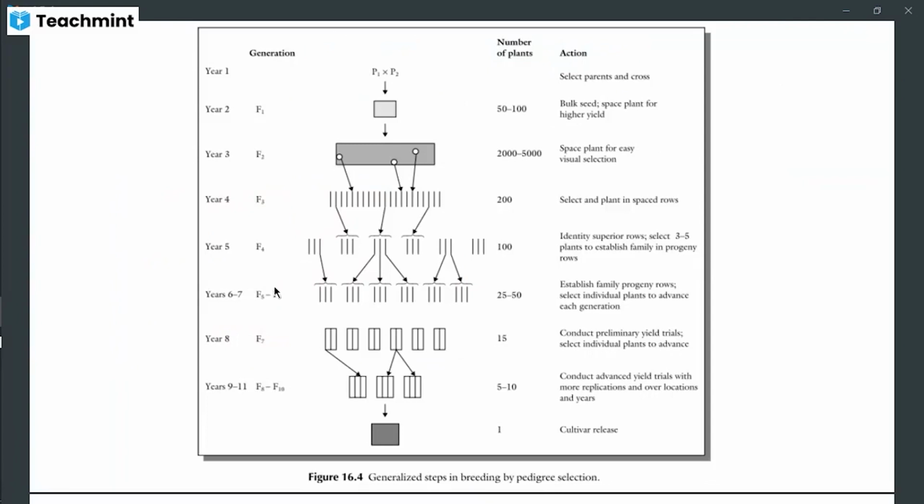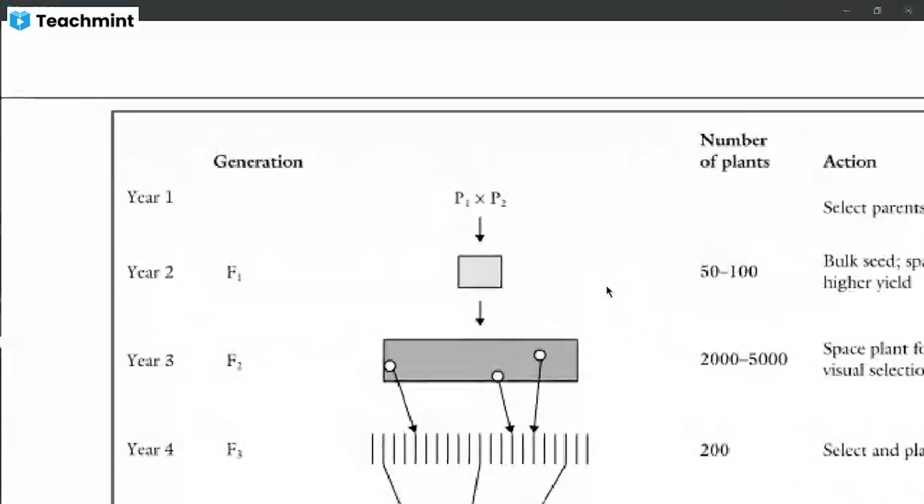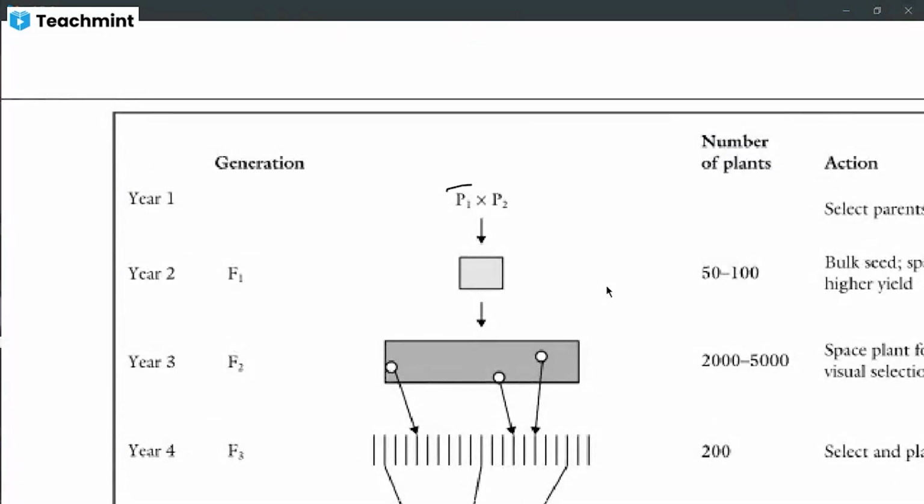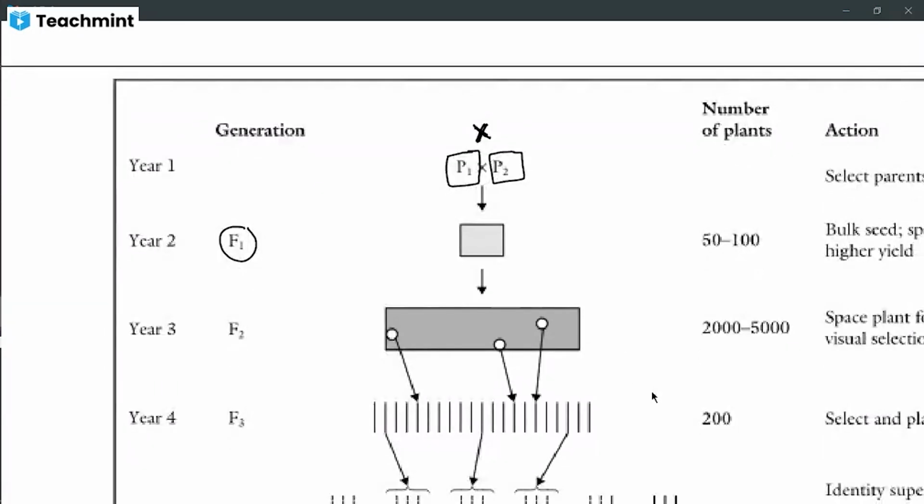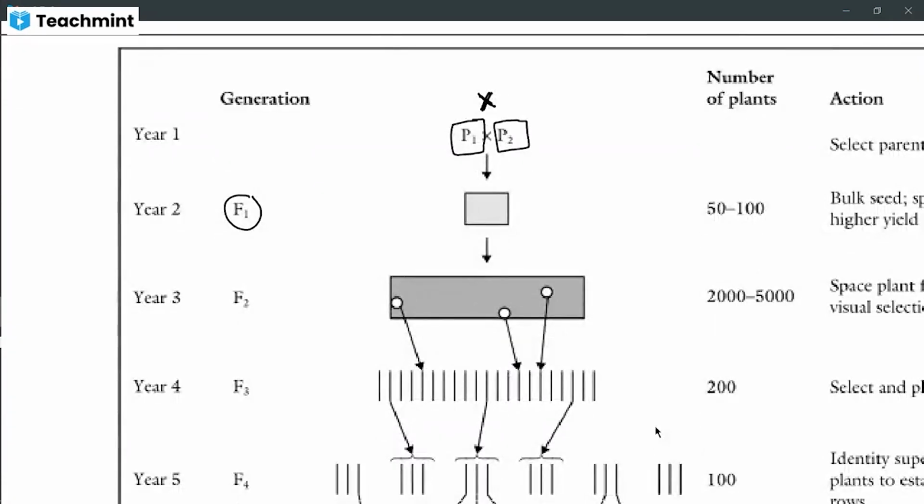In the first generation itself, we have two parents. As I told you earlier, we will be following the hybridization program. So parent one and parent two are crossed, and then we will be raising the F1 progeny. There is only one single crossing, and then until we get the ultimate variety, everything is selfing. It is represented by the filial generations 1, 2, 3, and so on. You will be following selfing until you get the ultimate product.